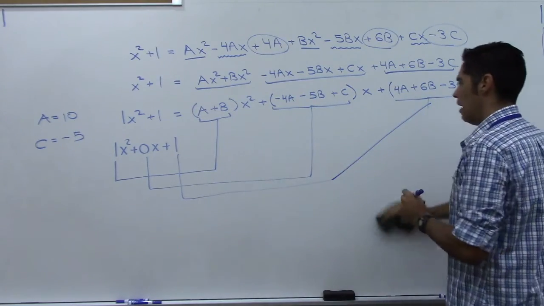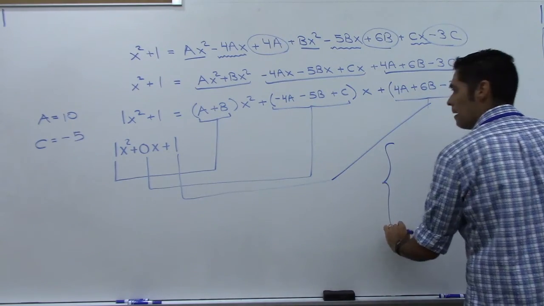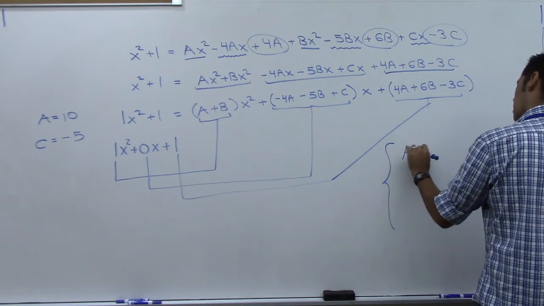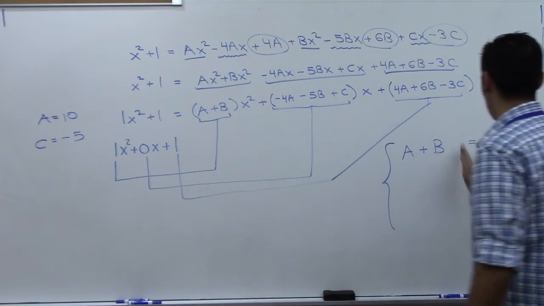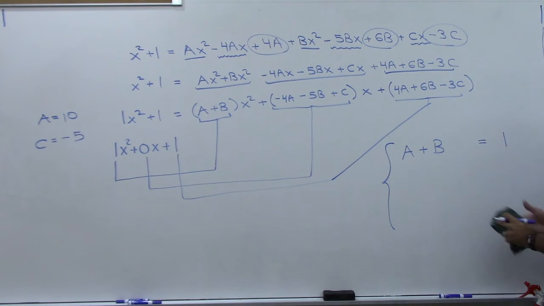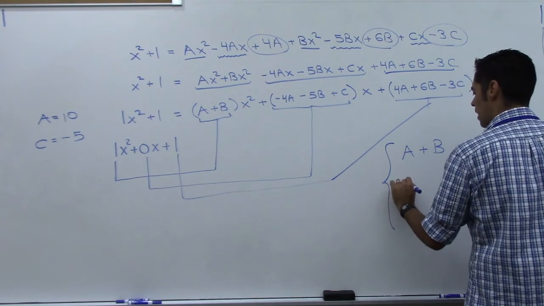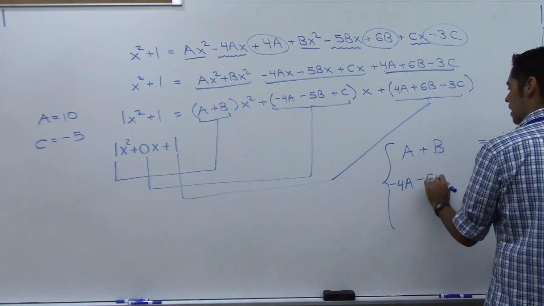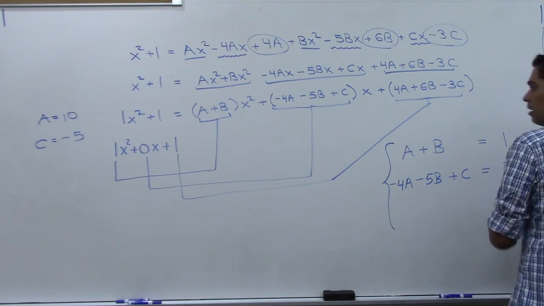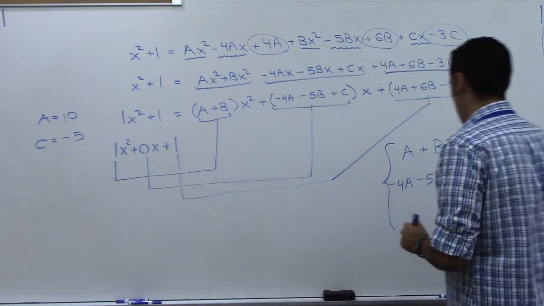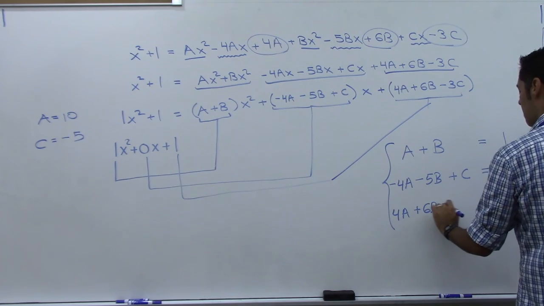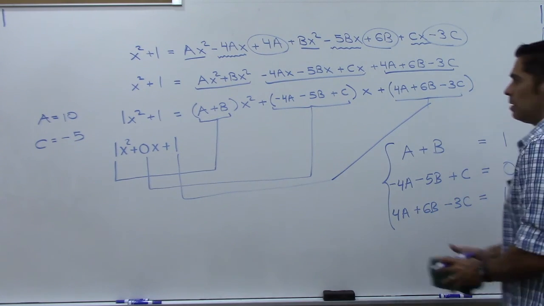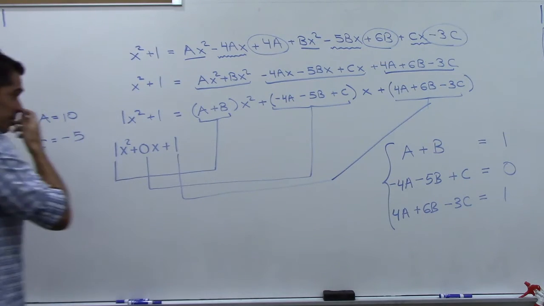Connect that up there like that. Okay, so my system of equations looks like this. First of all, a plus b must equal 1, and that's from this. Notice I left a little bit of a space here for c's, because c's are going to come in on the next equation, so I left a column here for c's. Next one, negative 4a minus 5b plus c must equal 0, because these three together must be 0. And then finally, 4a plus 6b minus 3c must be equal to 1. And that's because these three must equal the number by itself.